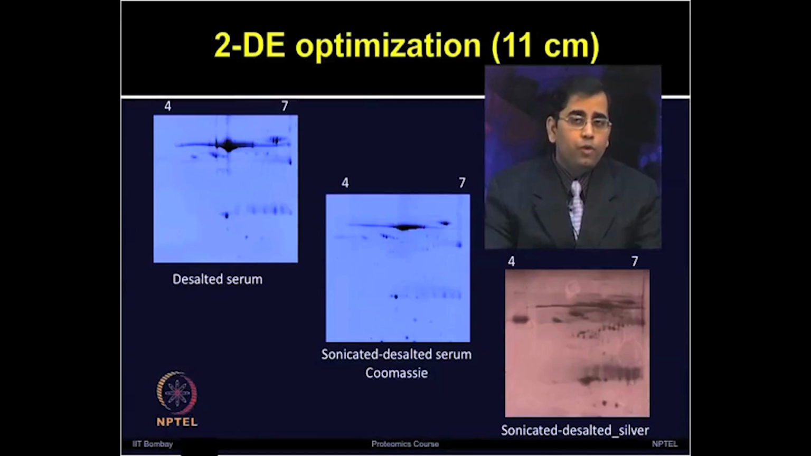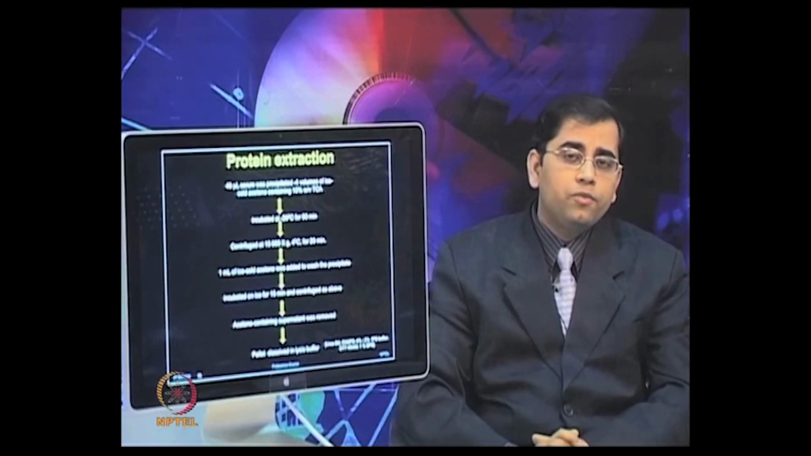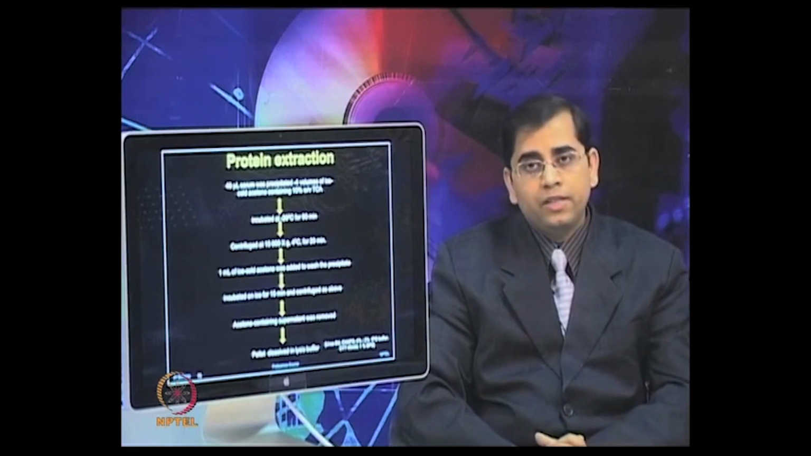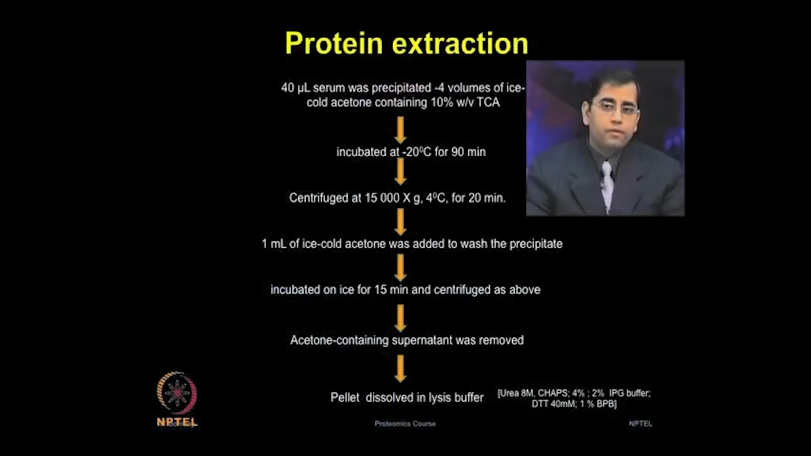Then we moved on to the very large 24 centimeter strips for the clinical studies. In general we took 40 microliter of the serum, which was precipitated with 4 volumes of ice cold acetone containing 10% TCA, incubated at minus 20 degrees, centrifuged, followed by adding 1 ml of ice cold acetone to wash the precipitate. Then it was incubated on ice for 15 minutes, and centrifugation was performed again.